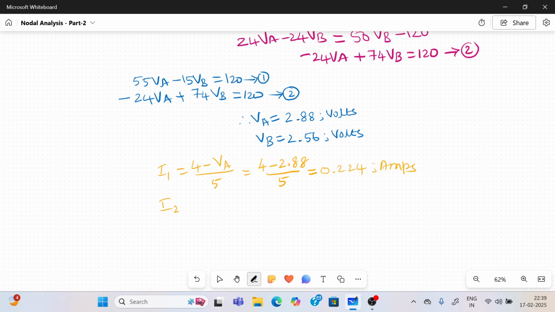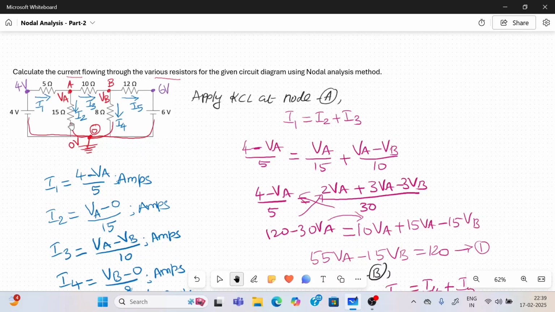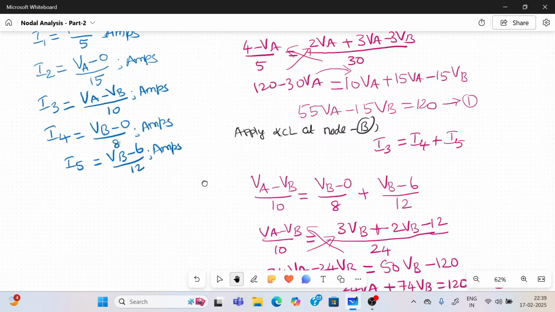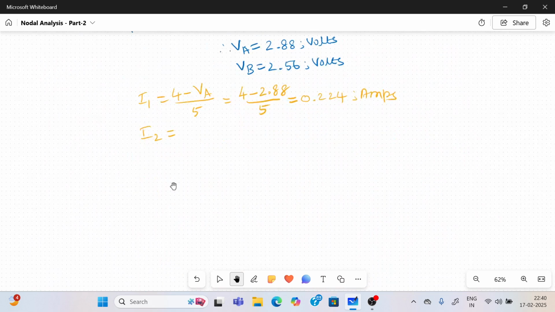Next, I2. Your I2 is the current flowing through the 15 ohm resistor. VA minus 0 by 15. So I2 is VA minus 0 by 15, so 2.88 divided by 15. So 0.192 amps.